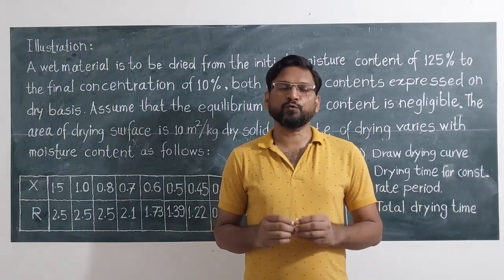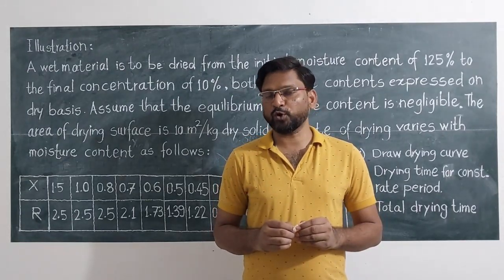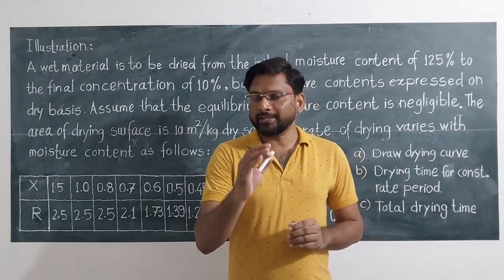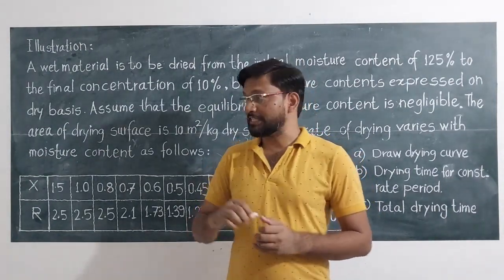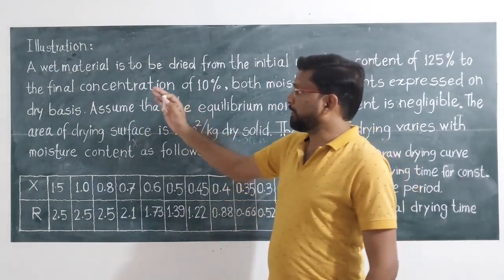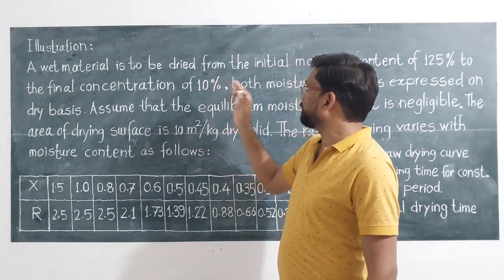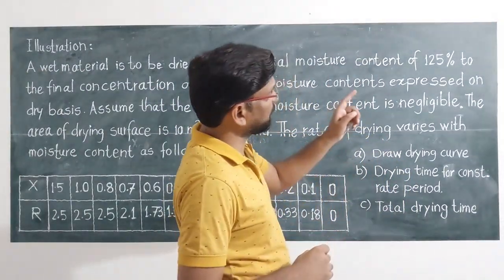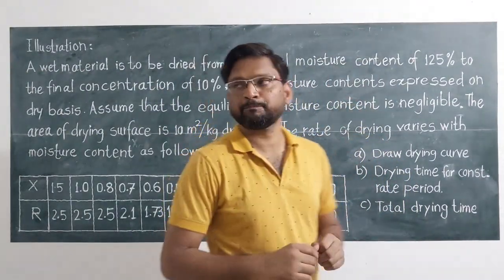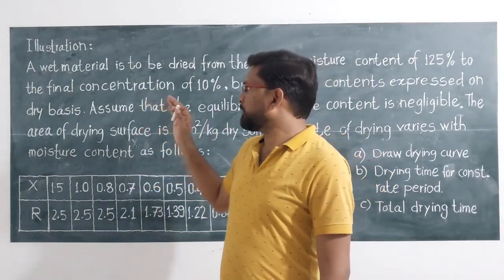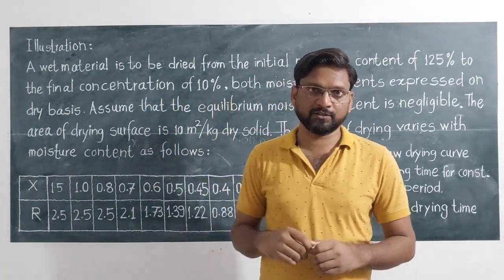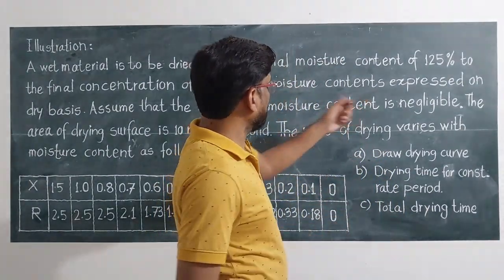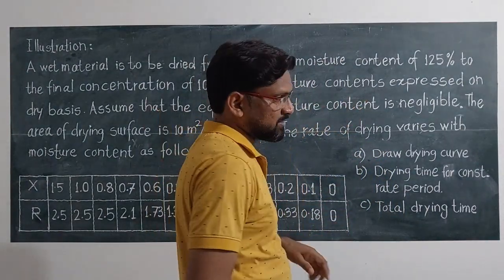In this video, we will learn how to solve a problem on drying time. Let us have an example of this problem. A wet material is to be dried from the initial moisture content of 125% to the final concentration of 10%. Both the concentrations are expressed on dry basis.